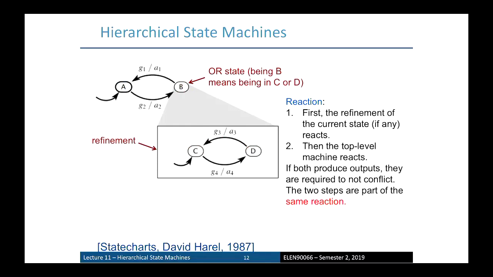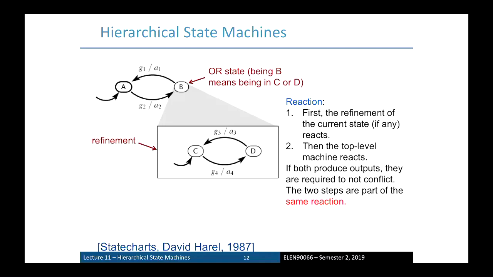Okay, so when do things react? Firstly, we're going to say that the refinement of the current state, so this is the refinement of state B, reacts. Then we'll say that the top level machine reacts. And if they both produce outputs, as we'll see very soon, we have to make sure that the outputs don't conflict. So for instance, we can't have this refinement here setting an output to say a binary 1, and upon a transition to here, it sets it to 0 or something like that. We've got to be really careful about outputs that way.